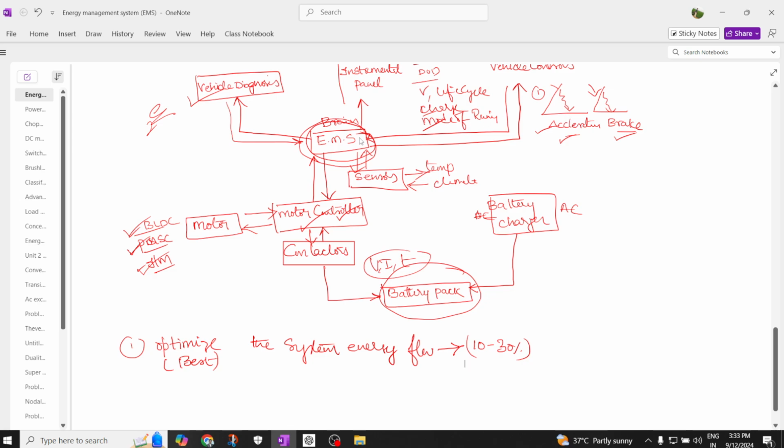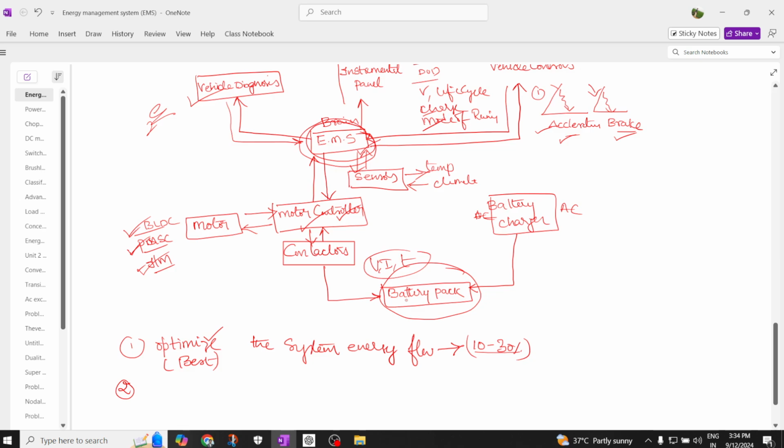Whatever is demanded by the accelerator will be given to the EMS input and supplied by the motor controller. Then the motor can respond fast and drive with excellent speed. This kind of optimization is done only with the help of the energy management system. Without it, if you accelerate, the motor will just run at a fixed speed, which is of no use. Whatever speed is demanded by the user should be supplied through the energy management system, which also takes care of the voltage and current to be supplied. That is the first purpose of the energy management system.